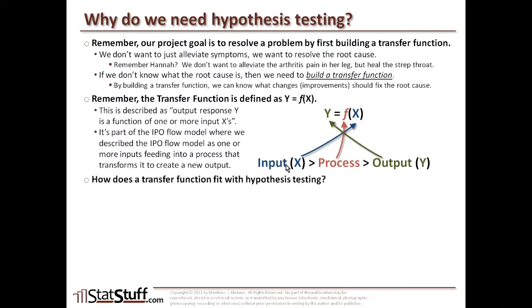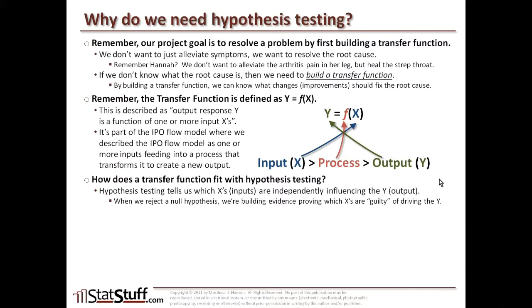Now, how does this transfer function fit with hypothesis testing? Well, hypothesis testing tells us which of those x's, which of those inputs that we're looking at, are independently influencing the y, the output metric. When we reject a null hypothesis, we're building evidence proving which x's are guilty of driving the y. And at the end, we'll compile all the evidence in the improve phase of DMAIC, and that's when we'll begin to fix those root causes or come up with a plan that's going to fix those root causes. Now we know from the hypothesis testing which of the x's are the most critical x's that have the most influence and where we need to make the biggest changes that are going to affect our output y.